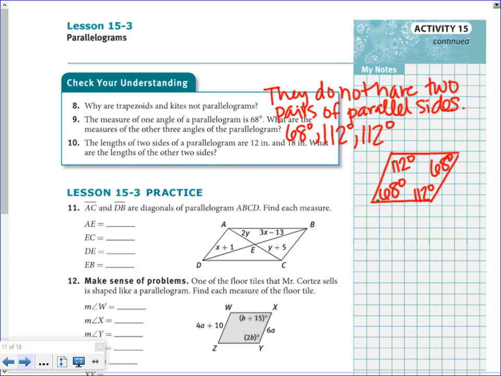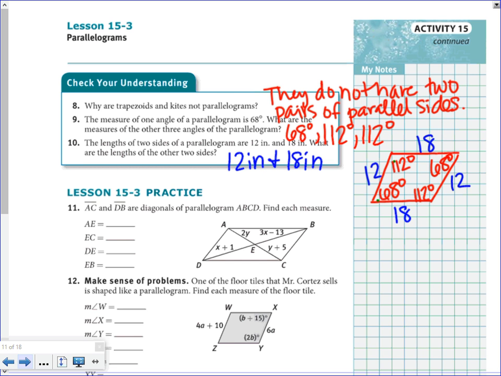Then looking at number 10, the lengths of two sides of a parallelogram are 12 and 18 inches. So we can use the same parallelogram. One side is 12, one side is 18. The other two also have to be 12 and 18 because I know that my opposite sides are congruent. So they have to be 12 and 18.